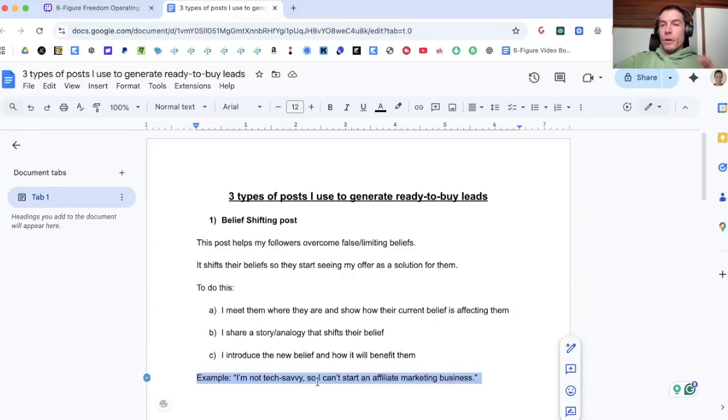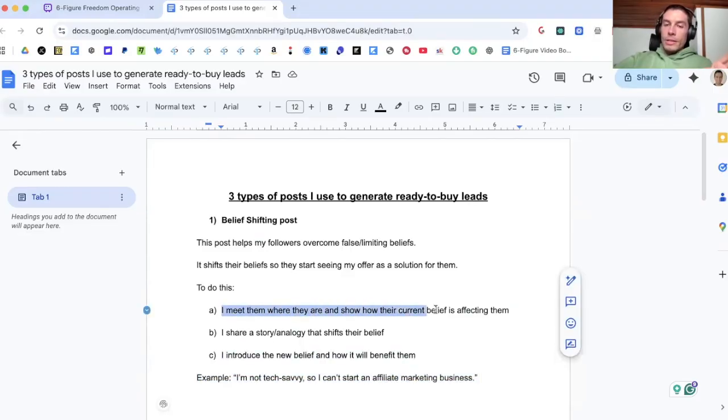So if I wanted to make a post where I shift this belief, first I would meet them where they are and show them how thinking that they need to be tech savvy to start their business is affecting them. Then I would share a story or an analogy that shifts that belief, and then I would introduce them to the new belief and to the benefits of that new belief. The new belief would be: you don't need to be tech savvy to start an affiliate marketing business.